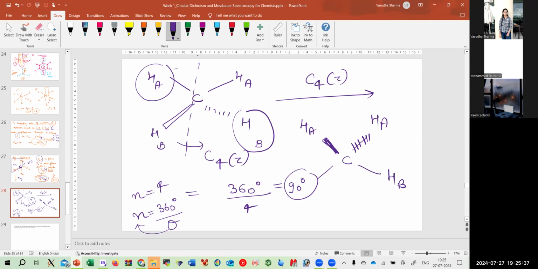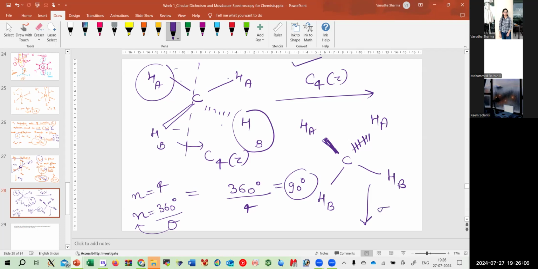So therefore, I'm giving it a solid direction. And when this HB above the plane goes through a rotation of 90 degrees, it comes in the plane and therefore it becomes like this. What we started with, the bonds that were in the plane became out of the plane, and the other two which were out of the plane became in plane. After this, C4 we have applied.